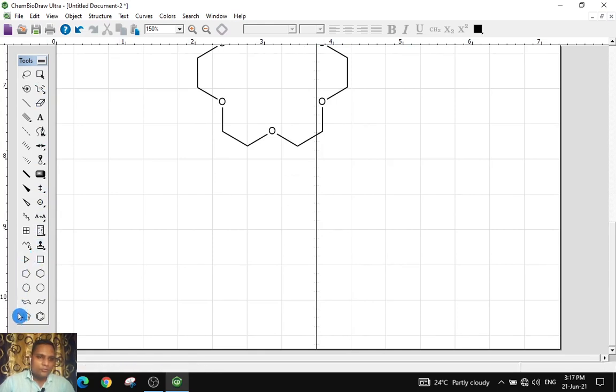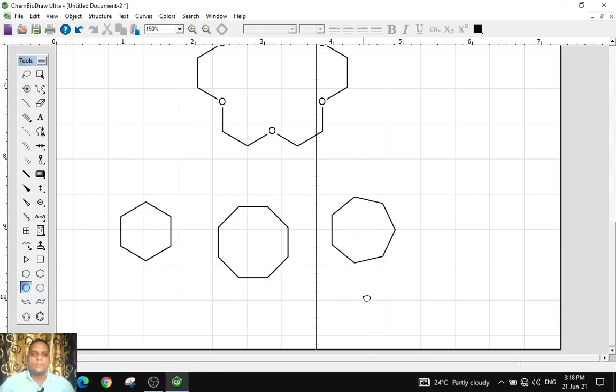But the down portion from here to here is specifically used for the drawing of cyclic compounds, aromatic compounds, or unsaturated compounds. So suppose you want to draw the cyclohexane moiety, you can simply click on this one. If you want the cyclooctane, it is here. Cycloheptane is also there. You can also draw the cyclic or chair or both conformations of cyclohexane. Yes, you can do it.